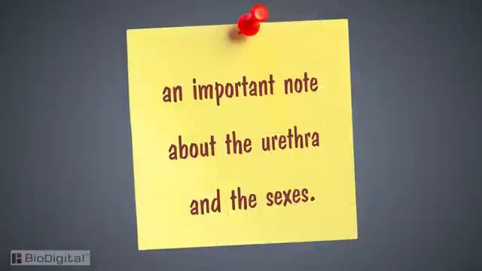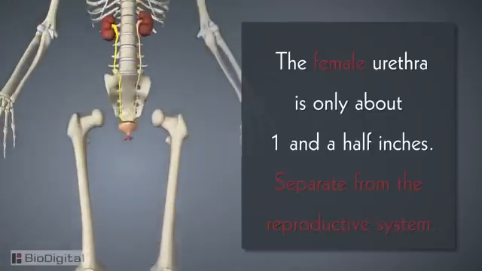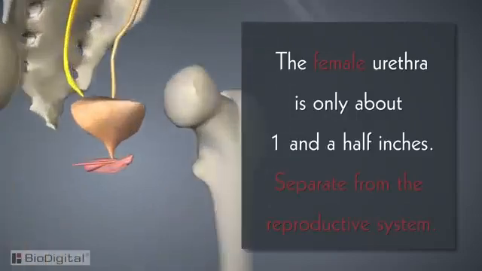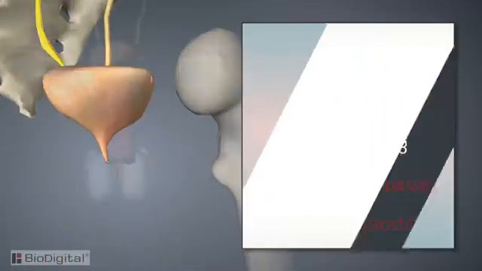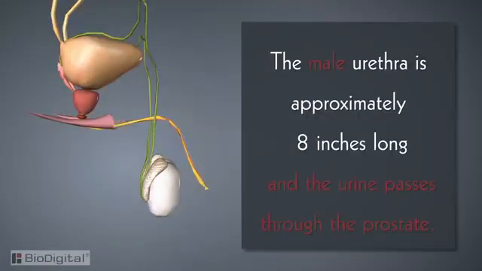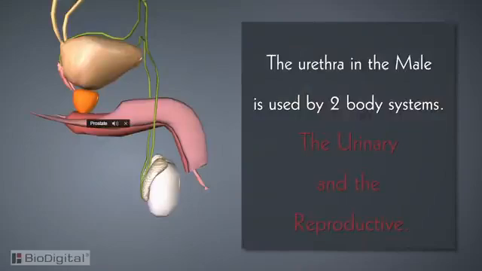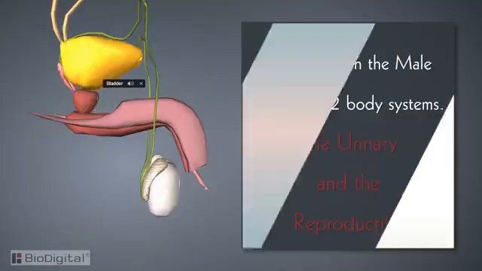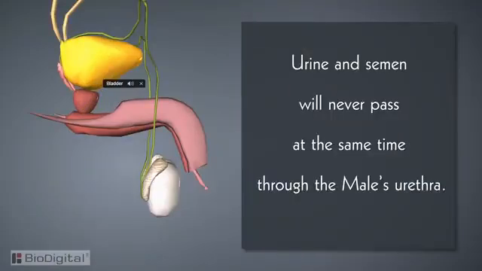Now here's a very important note to make about the urethra and the sexes. In females, the urethra is only about 1.5 inches long, and it is separate from the reproductive system. While in the males, the urethra is approximately 8 inches long, and before the urine exits, it goes through the prostate gland. The urethra in the male is used by 2 body systems, the urinary and the reproductive. Only urine passes through the urethra in the urinary system, but in the reproductive system, only semen passes through. Urine and semen will never pass at the same time through the male's urethra.